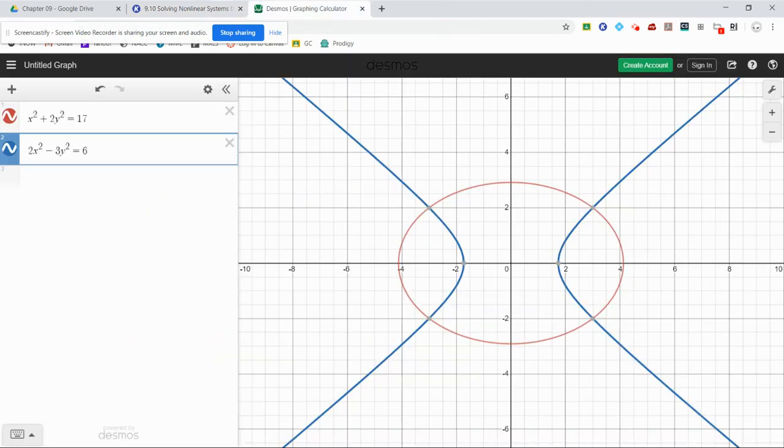So when we switch over and look at the graphs, we do have an ellipse and a hyperbola, and notice the points of intersection. You see the symmetry: negative 3, 2 and positive 3, 2, negative 3, negative 2 and positive 3, negative 2 would be your 4 points of intersection.